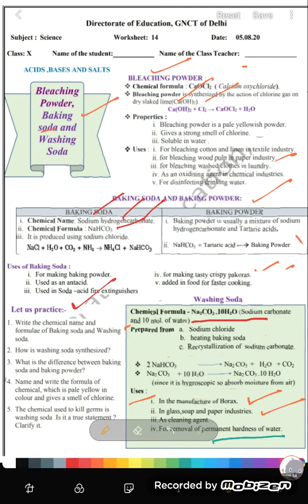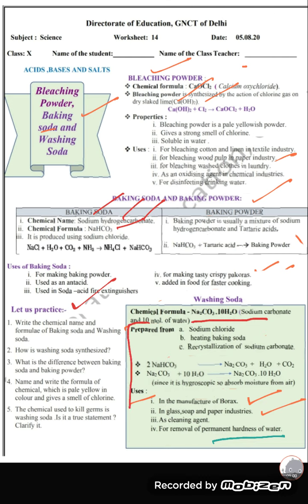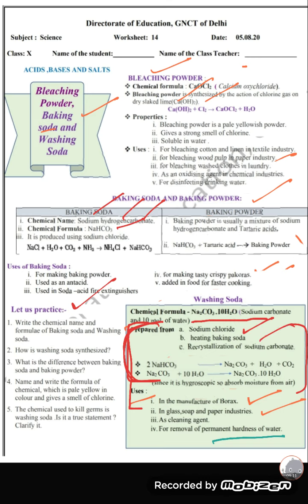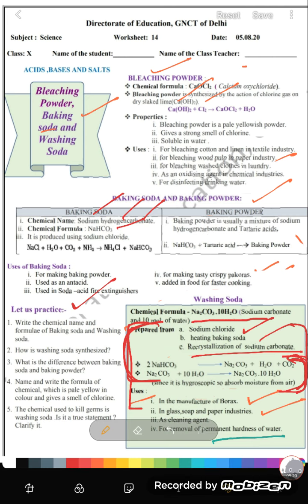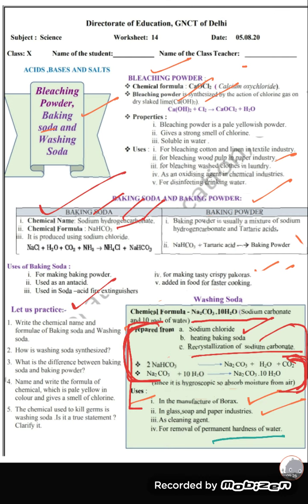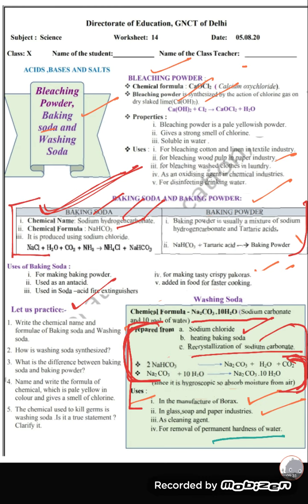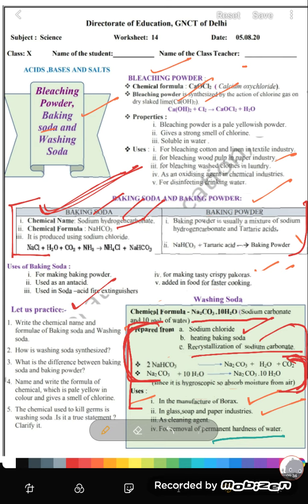Second question: how is washing soda synthesized? In this case you have to write the answer from here to here, right? You can write that it is prepared by the action of sodium chloride, heating baking soda, or recrystallization of sodium carbonate, and these two equations. Third question: what is the difference between baking soda and baking powder? Students, it is clearly mentioned over here, so you can easily understand and write it well.